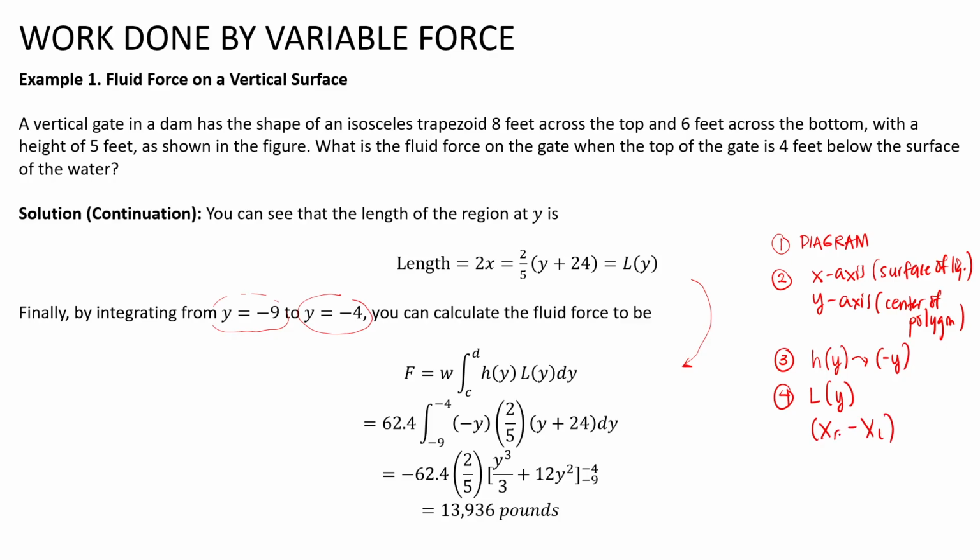So most likely what you'll be needing right after this one is just the x right, because x left is already x equals 0 because you placed your y-axis at the center of the polygon. So length of your horizontal strip will be equal to 2 times x right. Then lastly is use the formula. So to sum the steps in this fluid pressure.